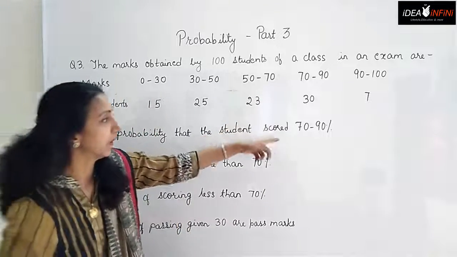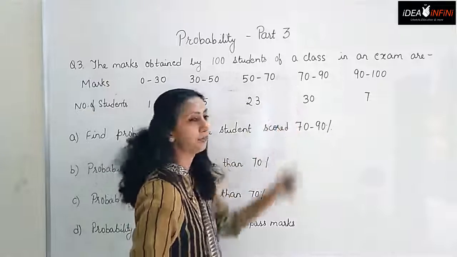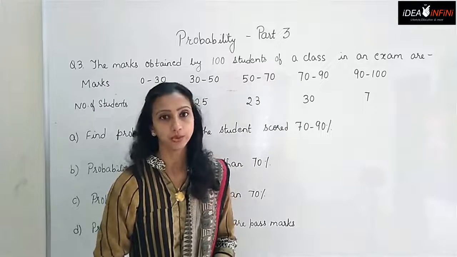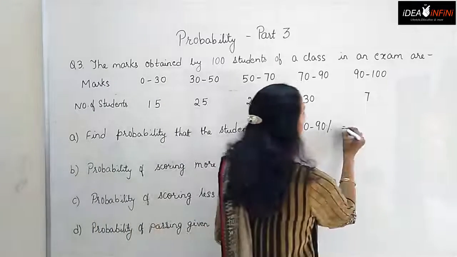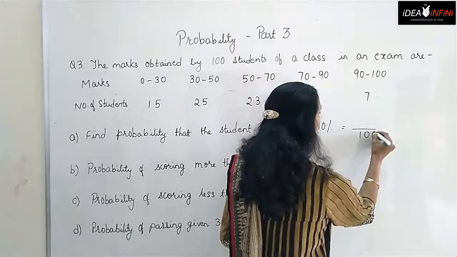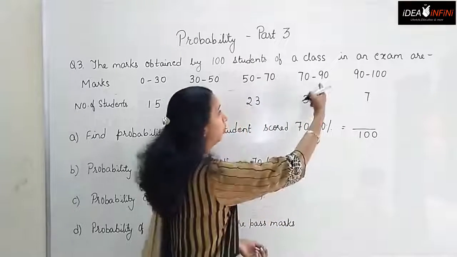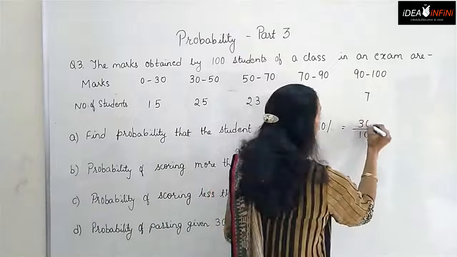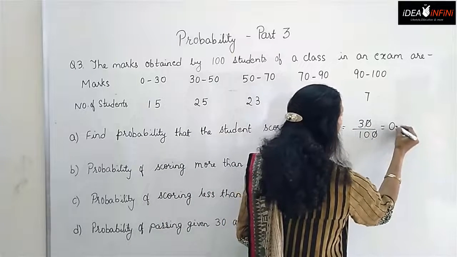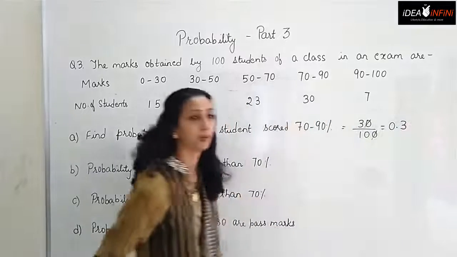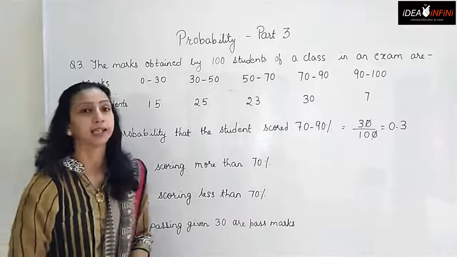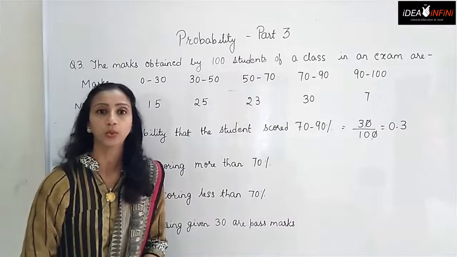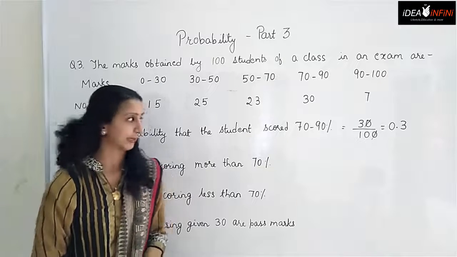From the table, it is very clear that 70 to 90% has been scored only by 30 students. So the denominator will be 100 because there are a total of 100 students. And those who are scoring between 70 and 90 is 30. So this will be 0.3. 0.3 will be the probability that the students are getting marks between 70 to 90 out of 100 students.